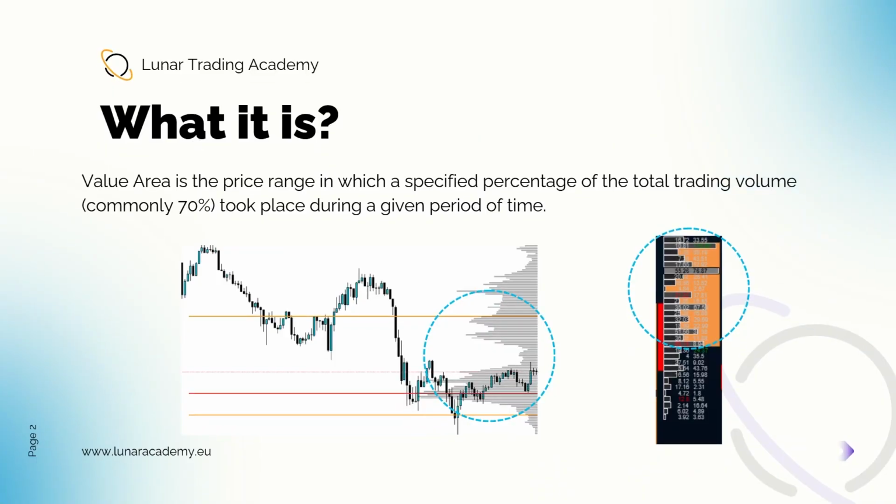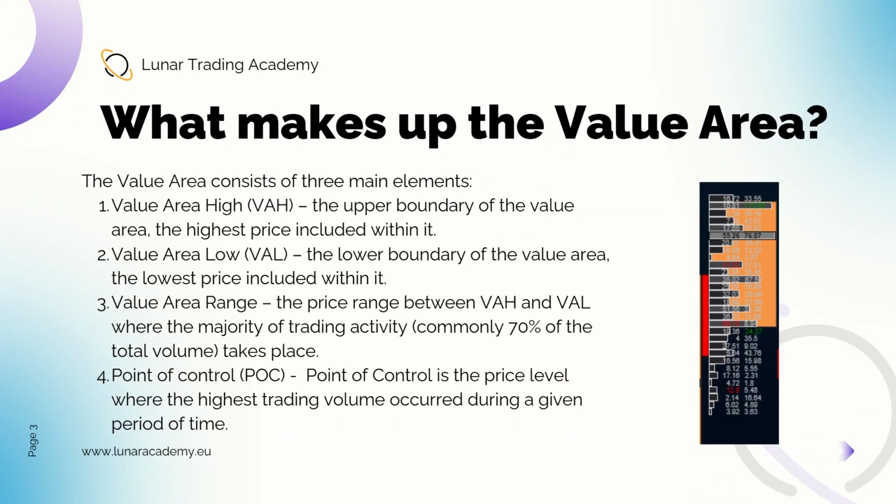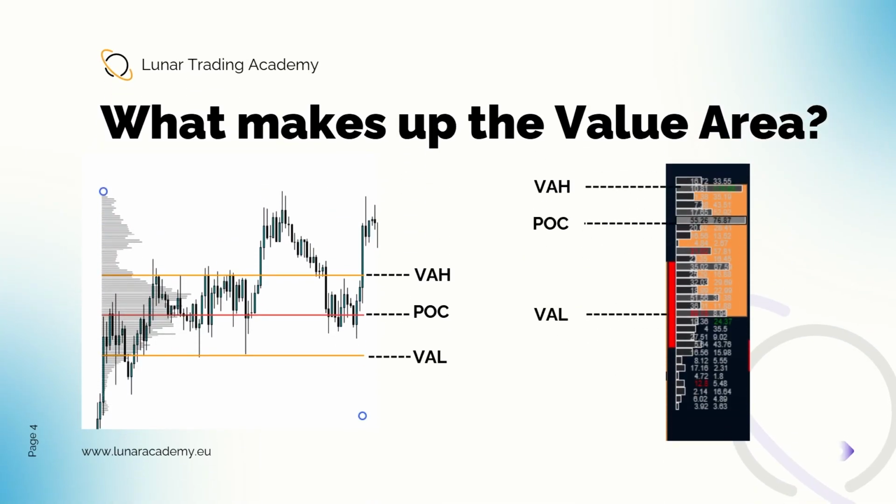Simply said, the volume area represents the price range where 70% of total trading volume occurred within a given time period. The volume area consists of three main elements: volume area low, volume area high, and POC, point of control. And of course, the range between volume area low and volume area high. Volume area high is the upper boundary of the volume area. Volume area low is the lower boundary. And POC, point of control, is the exact price level where the highest number of contracts was traded during that period. That's why it's called point of control.